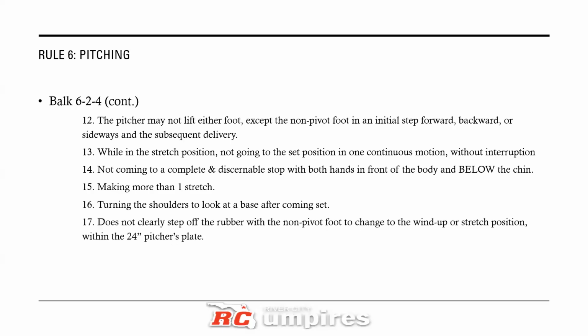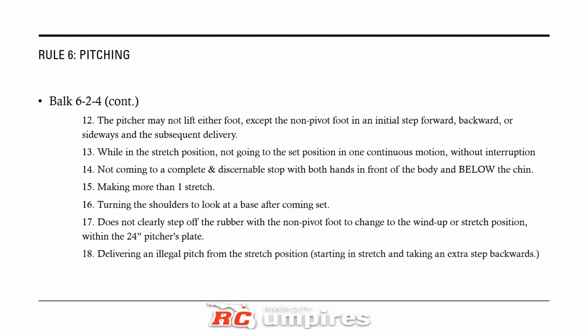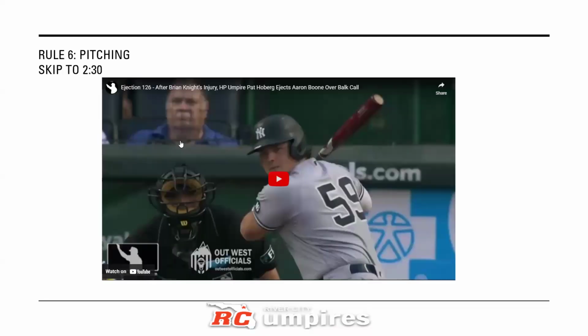If they do not clearly step off the rubber with the non-pivot foot to change to the windup or stretch position within the 24-inch pitch plate, which essentially means they have to step off directly backwards. They can't step off by just moving their foot off the rubber. Delivering an illegal pitch from the stretch position, starting in stretch, and then taking an extra step backwards. Those are all the ways you can balk. So let's watch some videos of some balks.